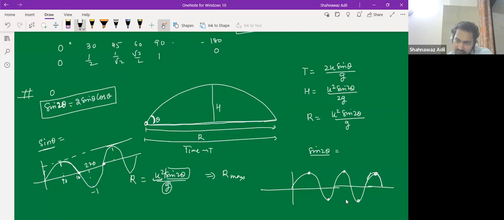And what about these? These are the minimum values, right? Yes, sir. You guys can see that at this point the y value is 1 and at this point the y value is minus 1. So what is the maximum value of sine theta? 1. Understood? Yes, sir.